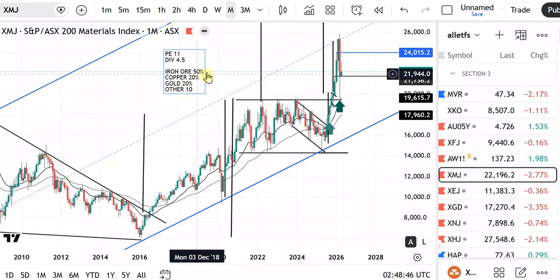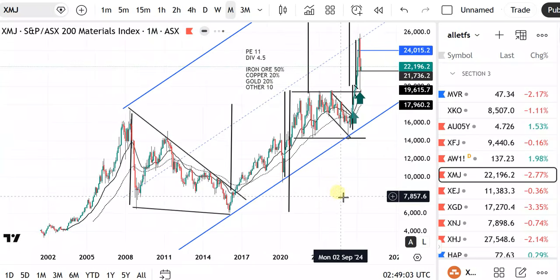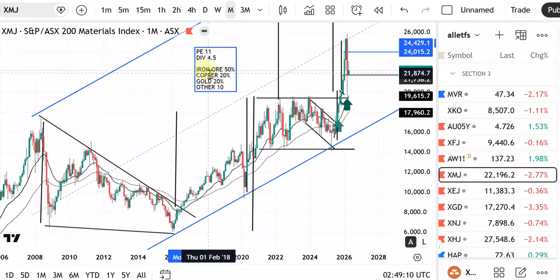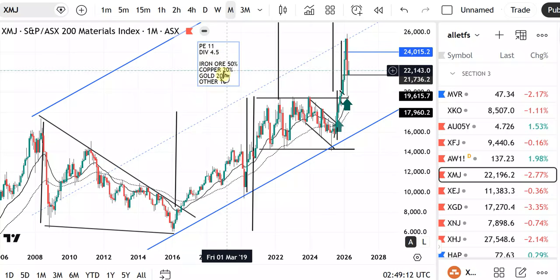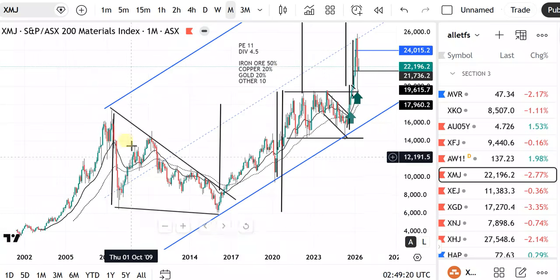the problem with our materials sector is that it's overweight iron ore. That's a shame. If we were overweight energy and copper, anyway, we deal. That's why we like US-based ETFs, which have different weightings, or we weight our specific global copper ETFs, etc. Okay, so how did the materials stack up?